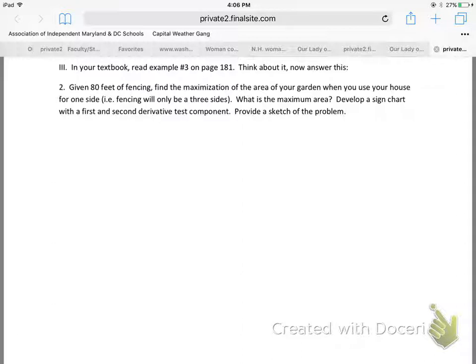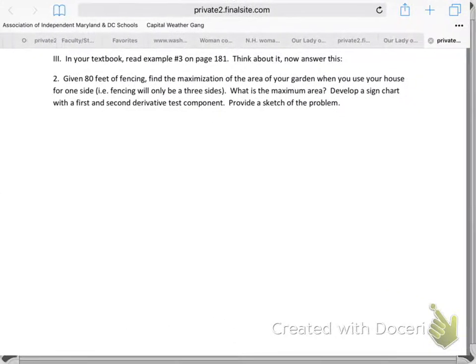Okay, so what's happening here is you have to understand what example 3 on page 181 was doing. So we have a house here, and I'm going to make a garden right over here.